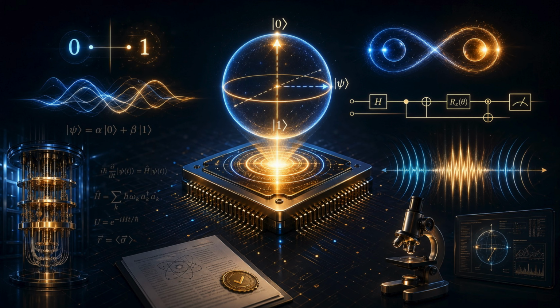Okay, what are they? First is relaxation, known as T1 time. This is where the qubit simply loses its energy to the environment and decays from a 1 back down to a 0. It just runs out of gas? Exactly. And second is decoherence, known as T2 time. This is the loss of the relative phase.